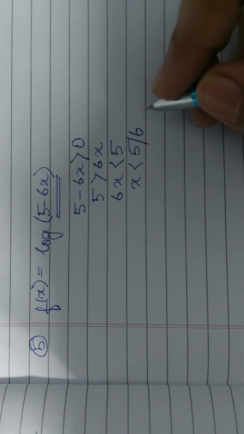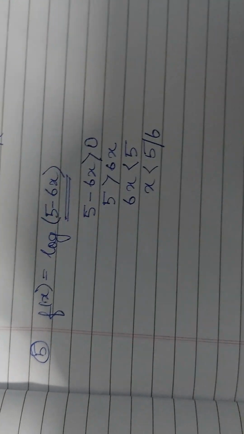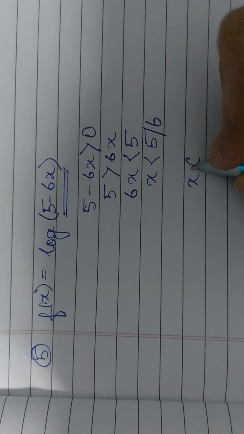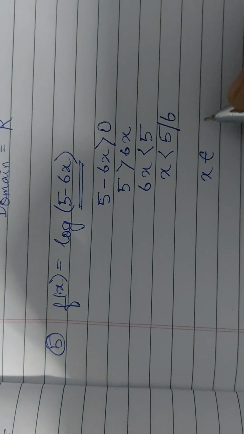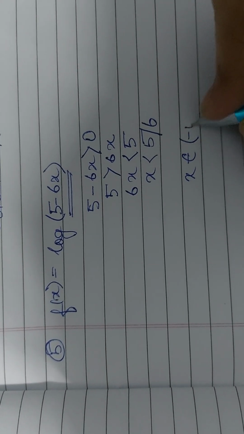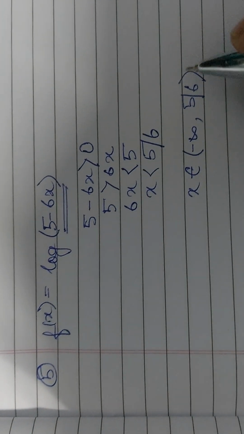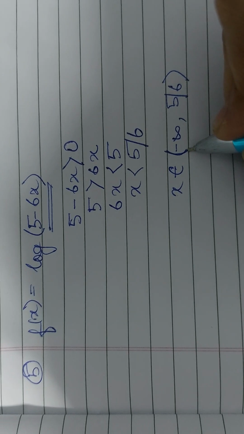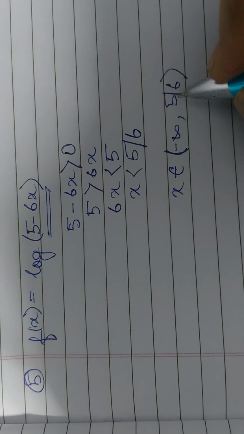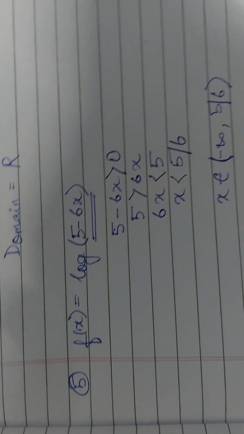x is less than 5 by 6 means that x cannot exceed 5 by 6 or be equal to 5 by 6. So therefore x belongs to any number lesser than 5 by 6, so it can go to minus infinity also. So the answer is (minus infinity, 5 by 6). And note that I have given the first bracket here because we are not considering the value of 5 by 6. We are not taking 5 by 6 as a part of the answer. That is why the first bracket.